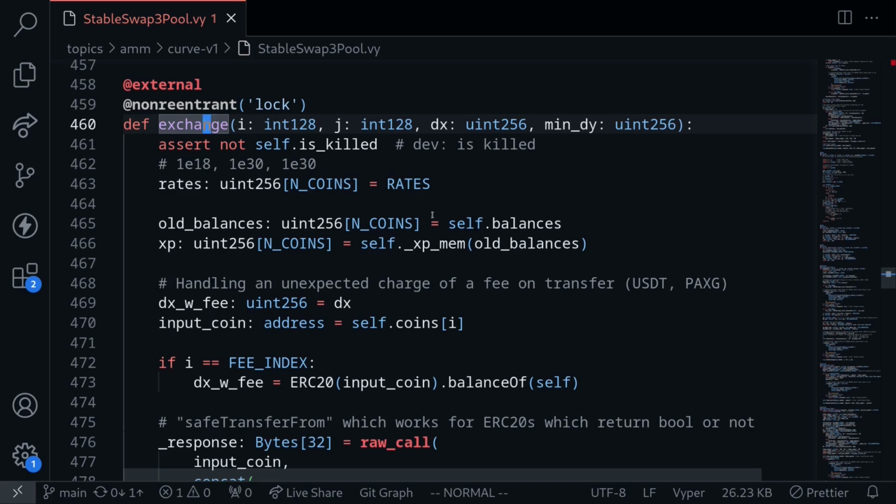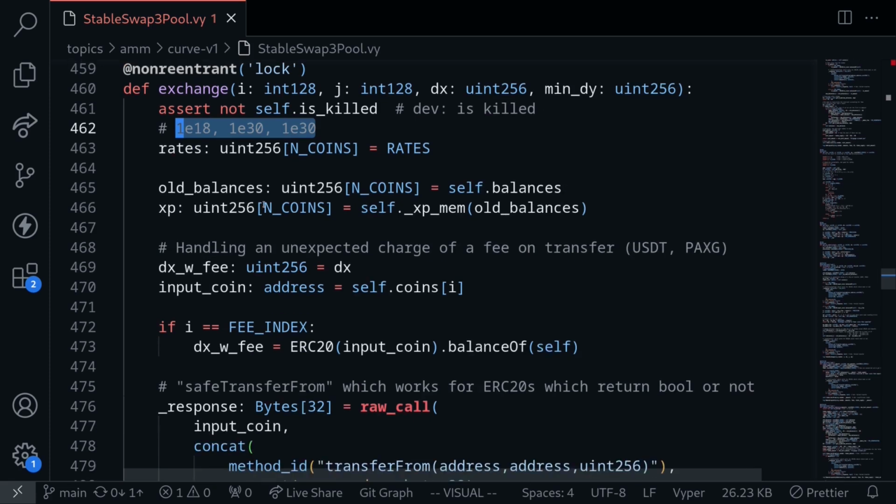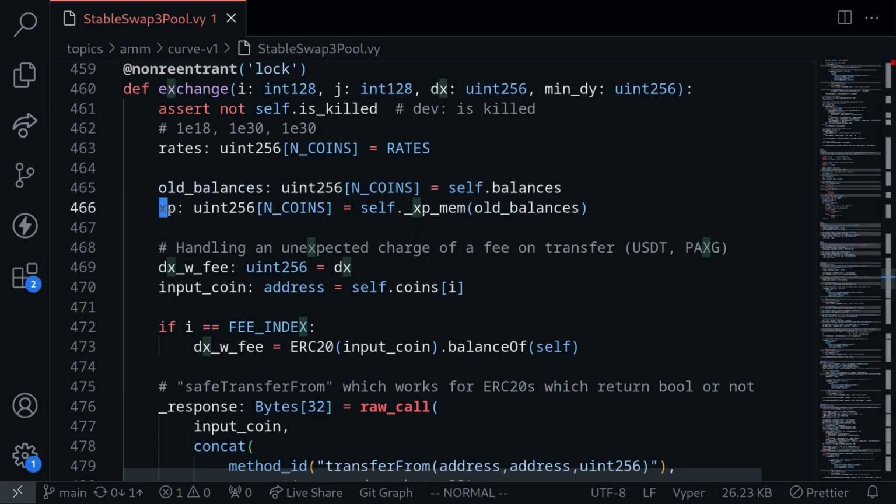The function first creates an array called rates. Remember that for 3pool, this rates is fixed to a constant of 1e18, 1e30, and 1e30. And what these numbers are used for is to normalize all of the token balances to 1e18. Okay, moving on. It stores the actual balances of the tokens, so this will be DAI, USDC, and USDT, into memory called old_balances. And then it takes the token balances and normalizes them by calling the function _xp_mem. At this point, all of the token balances will be normalized to have 18 decimals.